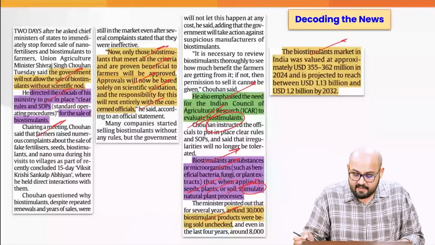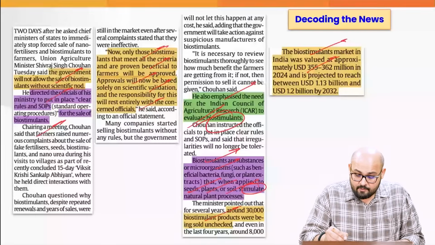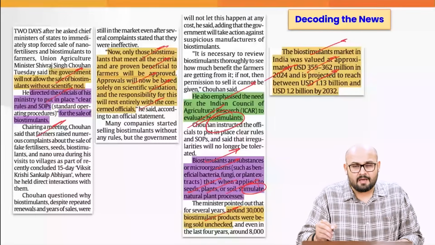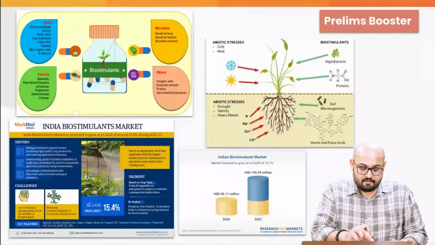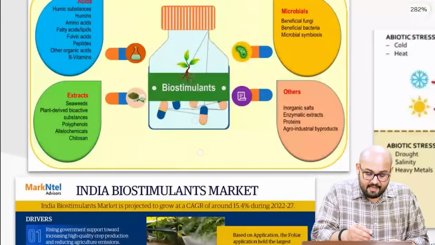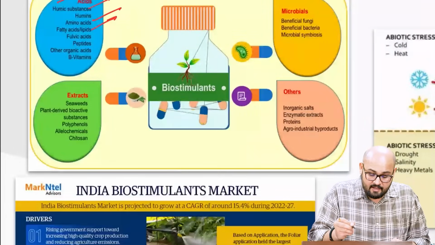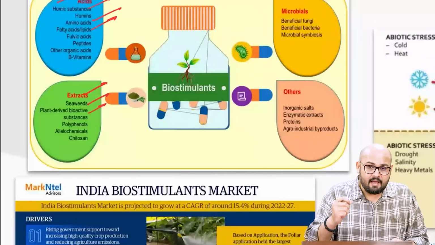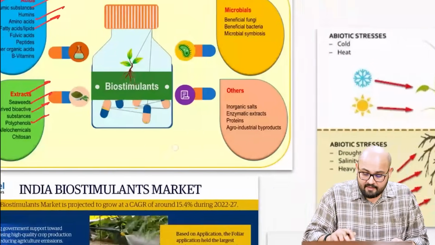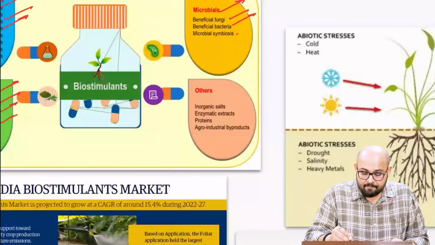The biostimulants market in India was valued at approximately $355 million in 2024 and is projected to reach almost $1.13 billion by 2032. Look at this. We have different biostimulants. So it can be acids, for example, the humic substances, right? Or amino acids or fatty acids, lipids. Then we have extracts, for example, the seaweeds. We have the plant-derived active substances, polyphenols. Then we have the microbials, for example, the beneficial fungi, bacteria, right? Then we have the inorganic salts, right?